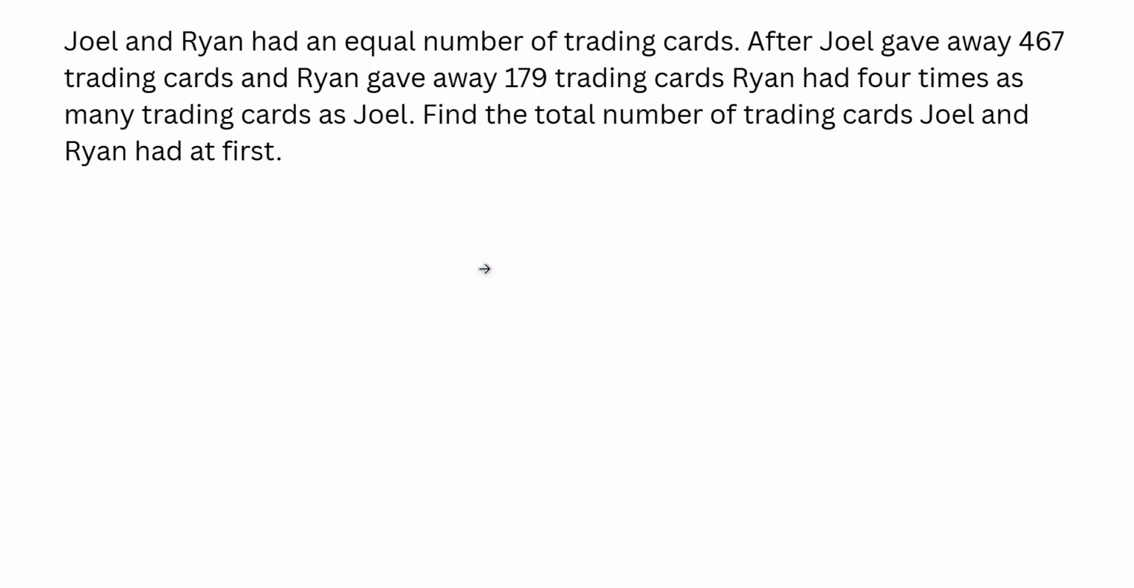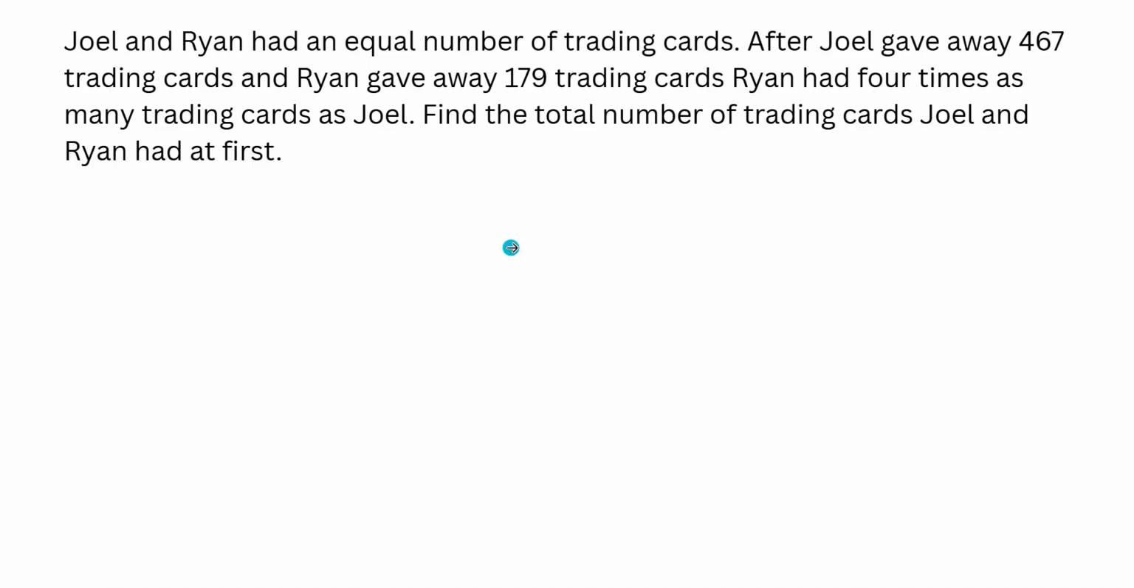Model method. Joel and Ryan had an equal number of trading cards. After Joel gave away 467 trading cards and Ryan gave away 179 trading cards, Ryan had 4 times as many trading cards as Joel. Find the total number of trading cards Joel and Ryan had at first.